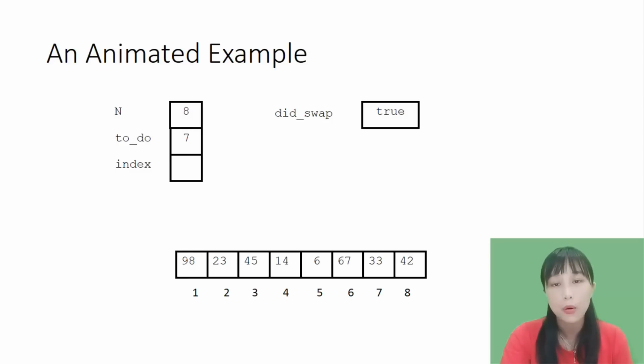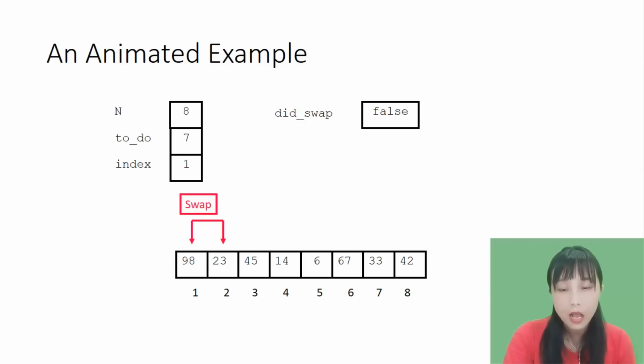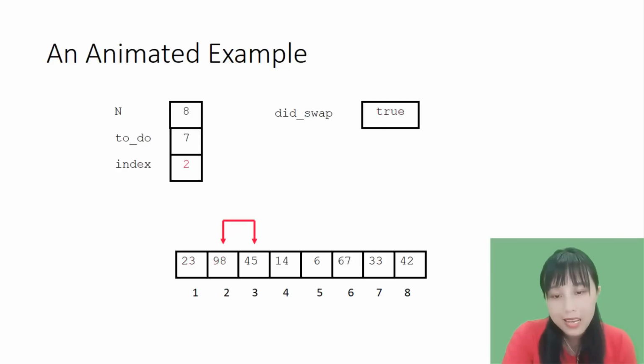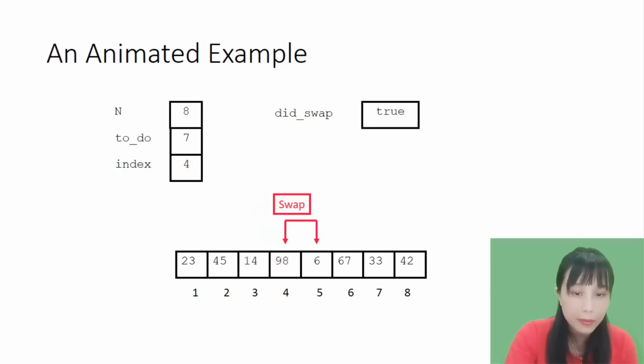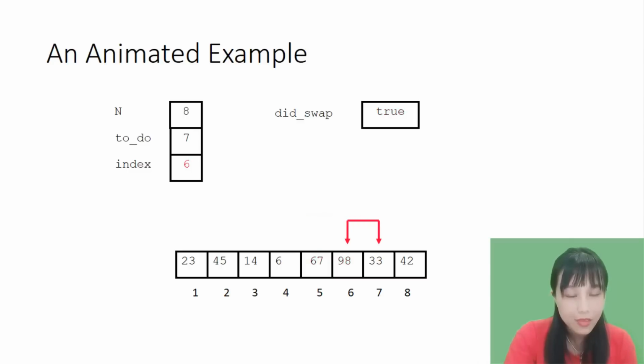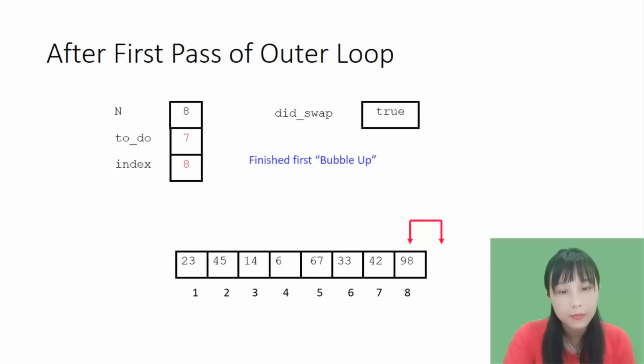An animated example. 98 and 23 swap, 98 and 45 swap, 98 and 14 swap, 98 and 6 swap, 98 and 67 swap, 98 and 33 swap, 98 and 42 swap. Finish the first bubble up.